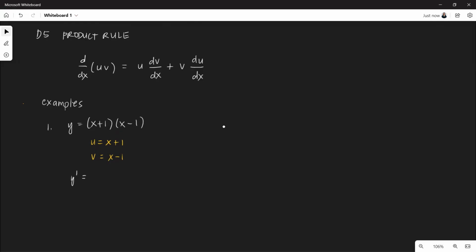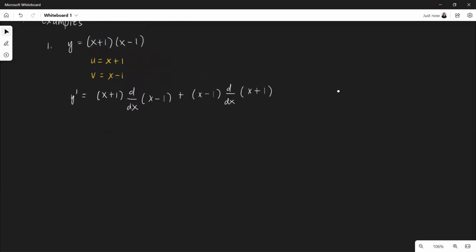Okay, so copy u, so that's x plus 1, and then multiply it with the derivative of v, so meaning derivative of x minus 1, and then plus copy v and multiply it to the derivative of u or x plus 1.